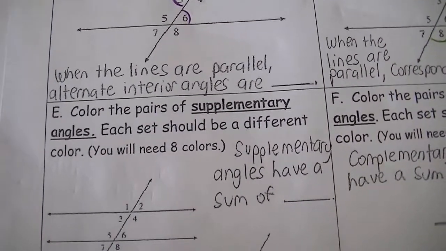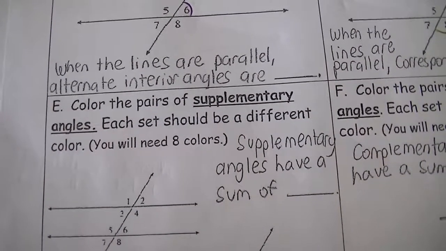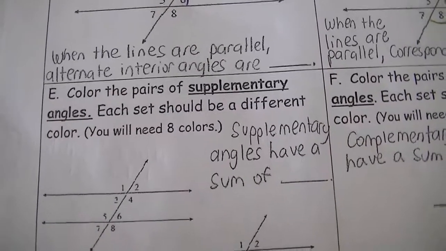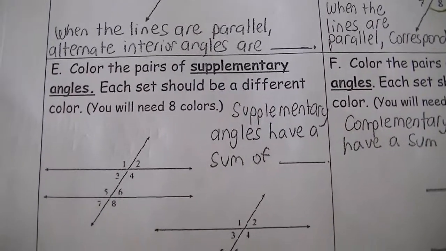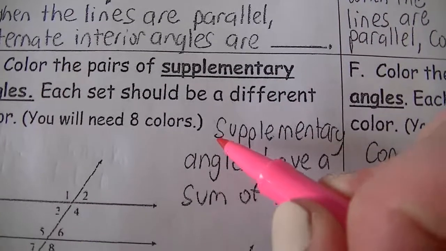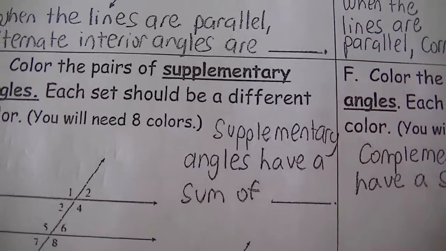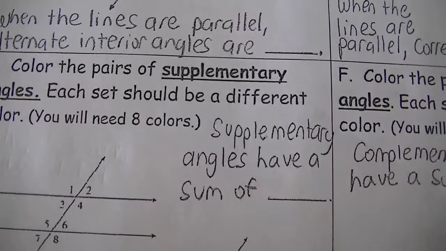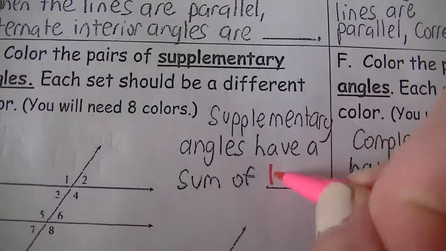Color the pairs of supplementary angles. Each set should be a different color. And you're going to need 8 different colors for this to find all the supplementary angles, okay? I want you to remember, supplementary angles are 2 angles that add up to a sum of 180 degrees.